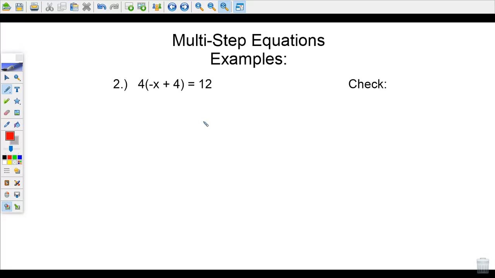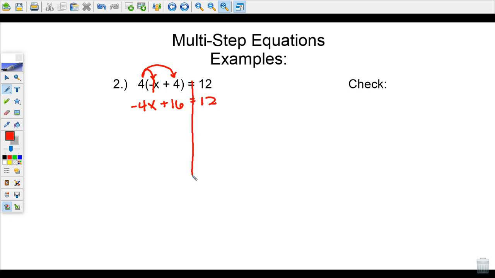Let's do another. Again, parentheses right away grab my attention. That means I have to do distributive property. 4 times negative x. That negative x, it's like having an invisible 1 right there. That's like negative 1x. So 4 times negative 1x is negative 4x. And then 4 times 4, this is positive 4, that's just positive 16 equals 12.